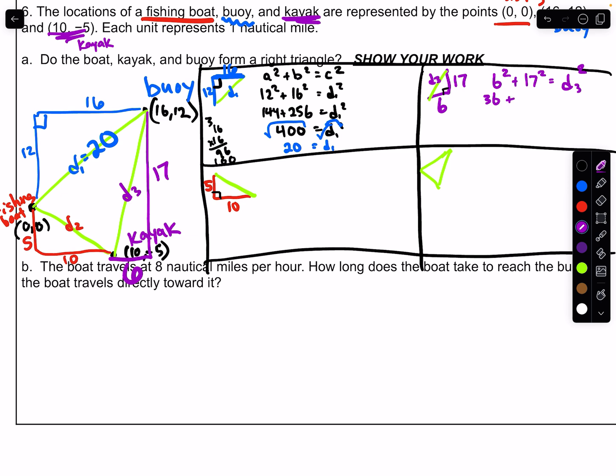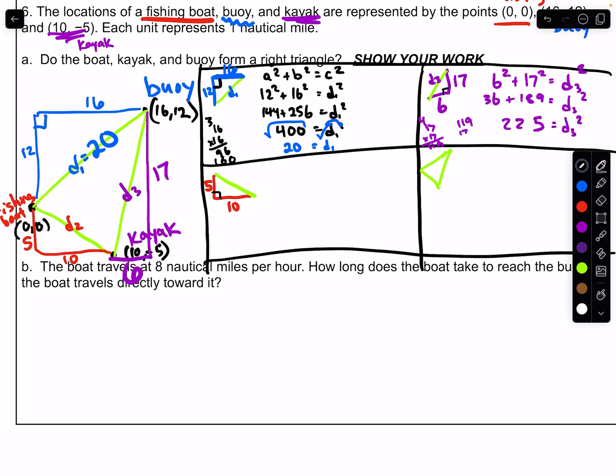17 squared, I know ends in a 9. That's another one I should have memorized, but here we go. So 119, that's 119 plus 17 is 189. And that's equal to D3 squared. So I'm going to add these together. 15, carry the 1. Oh, yeah. So 225, I know that that's a perfect square.